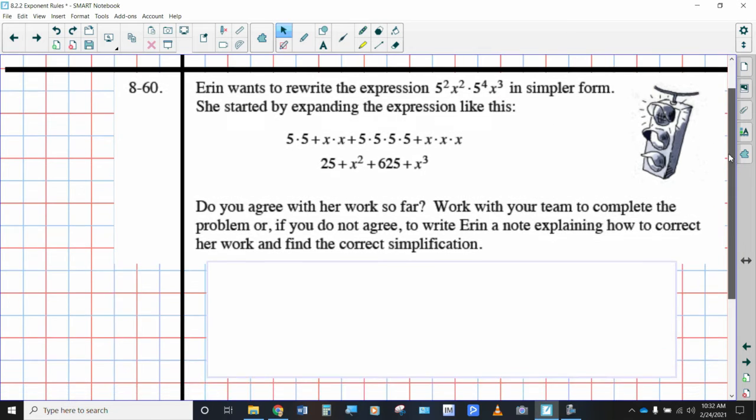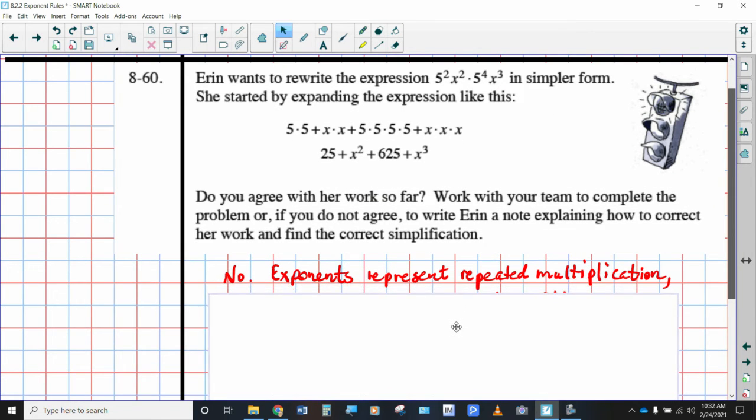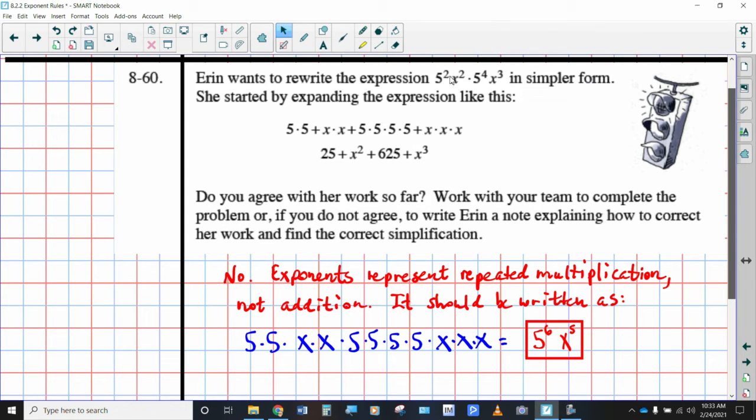So if we were to truly write this out the way it's supposed to be written out, where exponents represent repeated multiplication, not repeated addition, we would say 5 squared is 5 times 5. X squared is x times x. 5 to the fourth is 5 times 5 times 5 times 5, and x to the third is x times x times x. And all of those are being multiplied together. So we can take all of the 5s, 1, 2, 3, 4, 5, 6 of them, that becomes 5 to the 6th. And then all of the x's, 1, 2, 3, 4, 5, becomes x to the 5th. So this expression simplified becomes 5 to the 6th, x to the 5th.